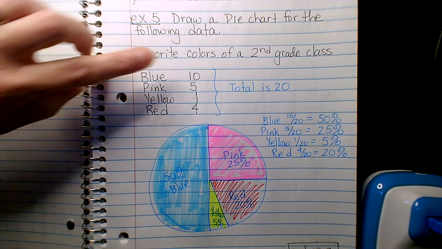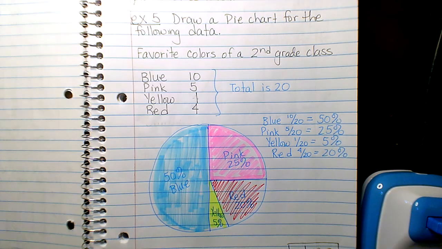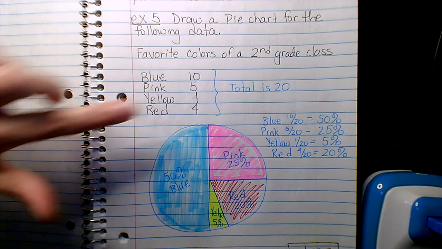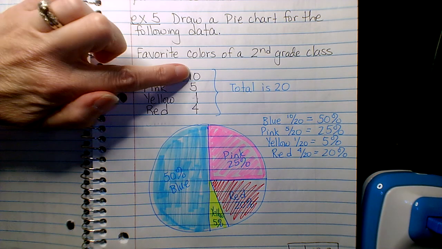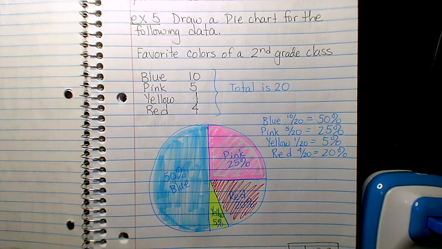A lot of people mistakenly think that this 10 means it's 10% or 5 is 5%. No, because you got to take this out of the total. So when you take this part out of the total, that'll give you your percent. Okay, that'll give you a decimal, which you can then convert to a percent.